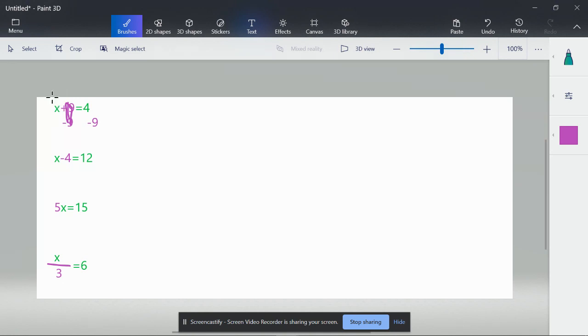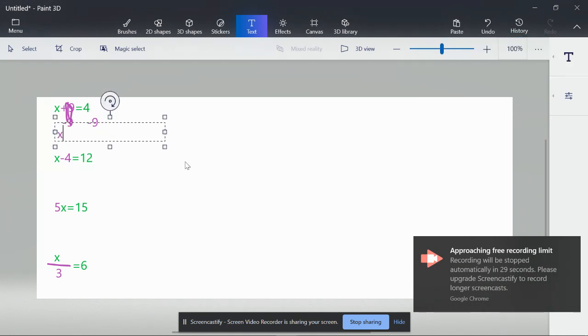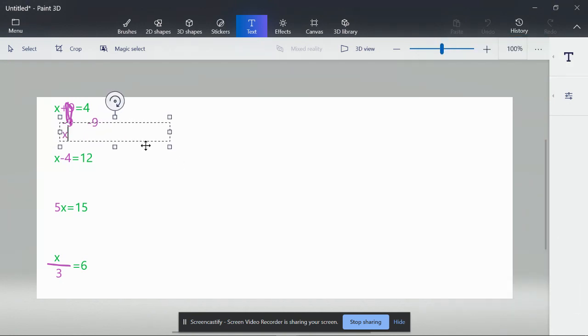So all we have left on this side of our equation is the x, and that is equal to 4 minus 9, which if we plug into our calculator, we get negative 5. So in this case, our answer is negative 5. I will continue the other examples on the next video.